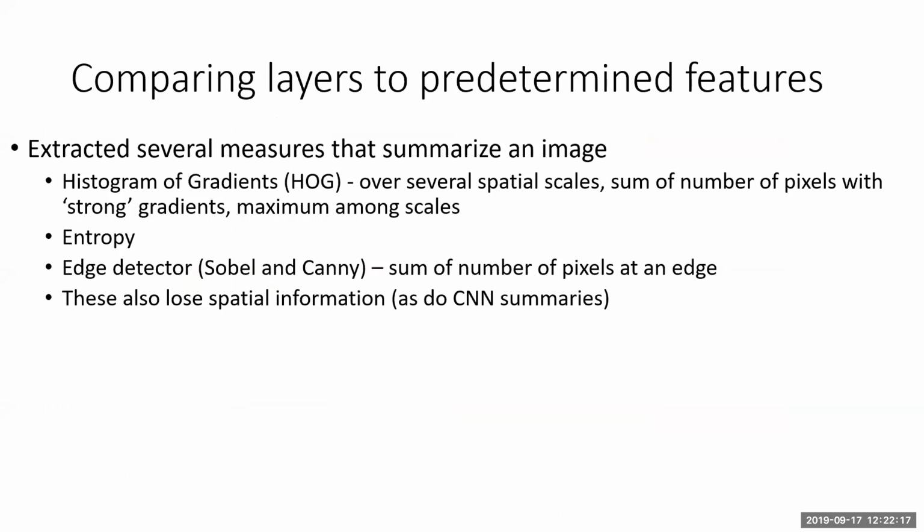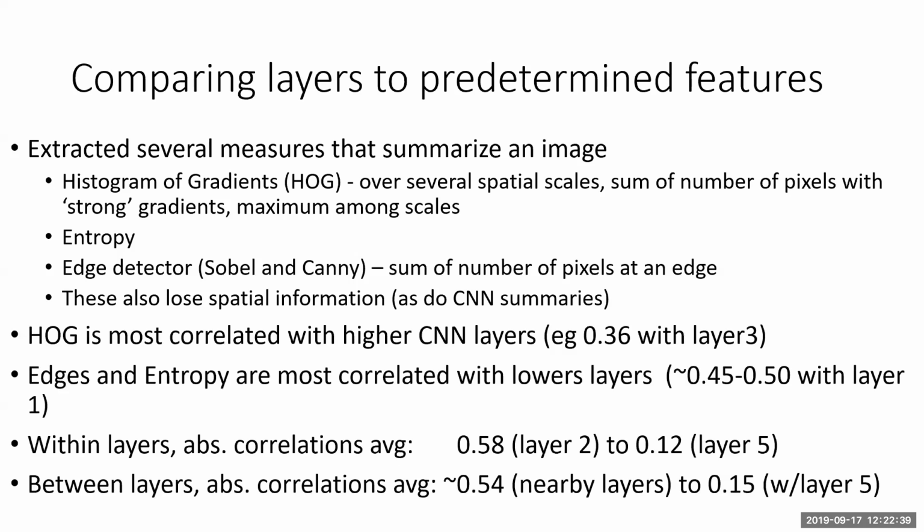Okay. So I wanted to also run a comparison with the predetermined features. Again, I extracted these different kinds of edge detectors, histogram gradients. They lose spatial information because I summarized them. In reality, when you do an edge detector, you actually have a map of edges, but I'm losing the spatial information for comparison purposes. And I find that histogram gradients is correlated with the higher convolution network layers. So that suggests histogram gradients is also capturing some more abstract combination of lower level features.